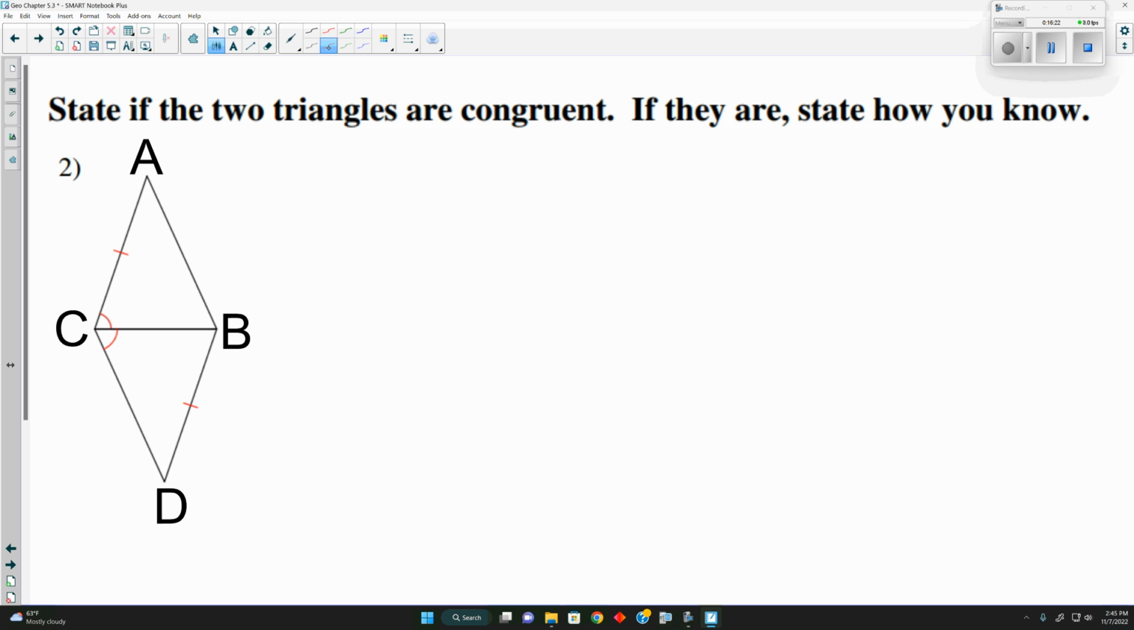So let's see what we have. Well, we have that AC is congruent to BD. So we have a set of sides that are congruent, yes? Now, we need a set of angles and a set of sides that follow in the correct order.